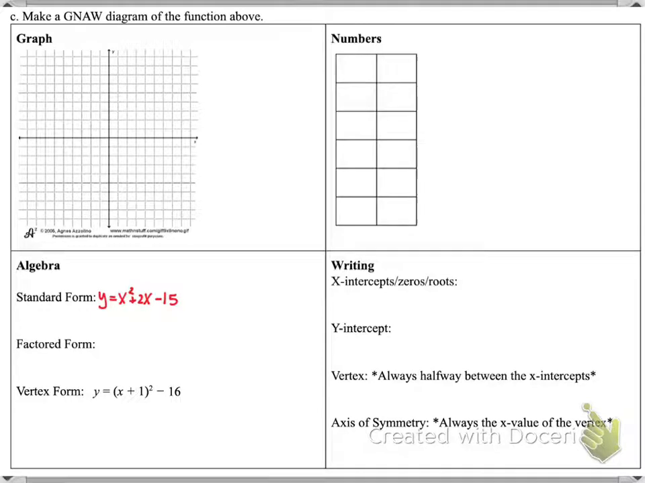And then for my factored form, I had my x plus 5, x minus 3. So I got that entire box filled in. My x-intercepts are also called my zeros, also called the roots, everybody. Let's just remember that those three words all refer to the same thing on these graphs.